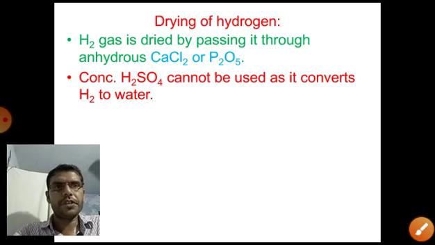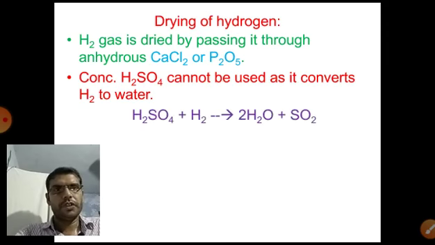Now conc. sulfuric acid cannot be used for drying hydrogen gas because it converts the hydrogen to water, because sulfuric acid is a good oxidizing agent and it oxidizes the hydrogen to water. So that is the reason we can only use anhydrous calcium chloride or phosphorus pentoxide for drying the hydrogen gas. Now this is the reaction that happens between hydrogen and sulfuric acid.